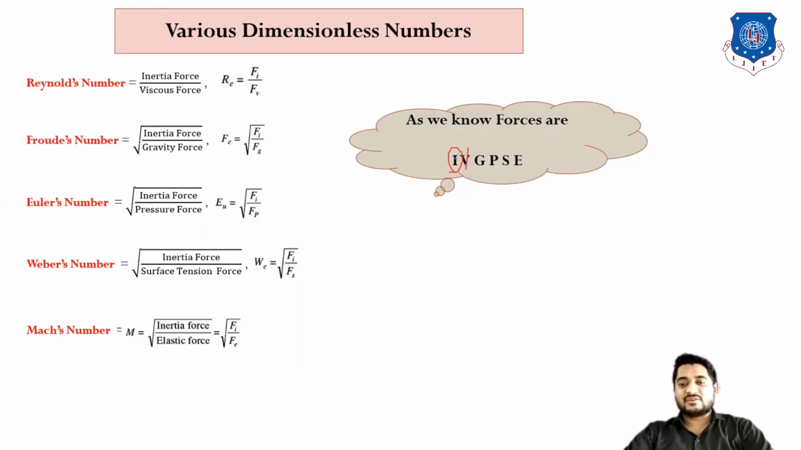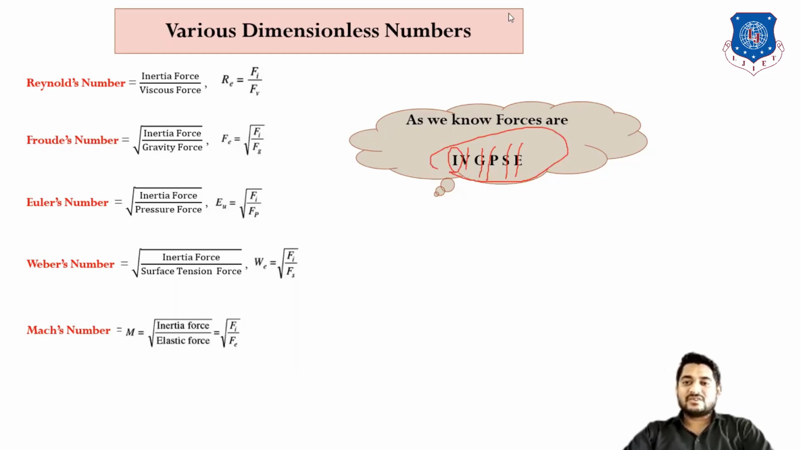For Froude number, first force divided by third. For Euler number, first force divided by pressure. For Weber number, first force divided by surface tension, and for Mach number, first force divided by elastic force. So you have to just remember these forces in sequence.